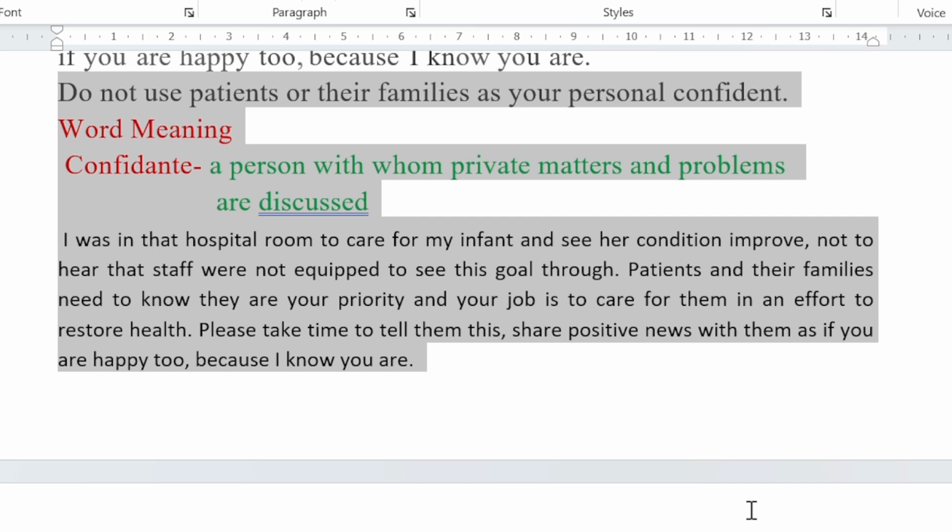So overall the passage means that if you work in a hospital and are taking care of a sick person, you should not talk to their family members about your personal problems or things that are bothering you. Your job is to take care of the patient and make them feel better. It is important to let the patient and their family know that they are your top priority and that you are working hard to help them get better. You should also share good news with them and be happy when things improve, because you care about their well-being.